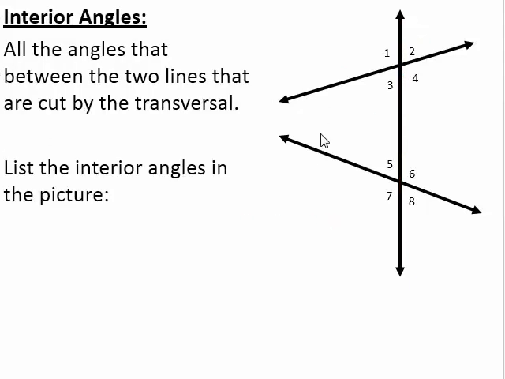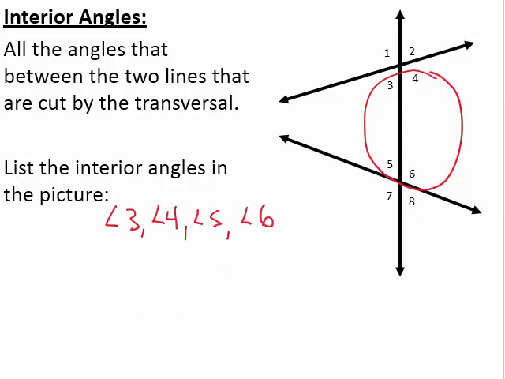Interior angles are all the angles that are between the two lines that are cut by the transversal. So in this case, you'll notice the interior angles are between the two lines. So all of the interior angles are angle 3, angle 4, angle 5, and angle 6.